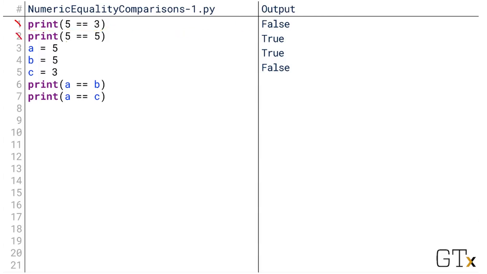When it runs line 2, it prints the result of 5 equals 5. Does 5 equal 5? Yes. So 5 equals 5 is true. The same thing works for variables.